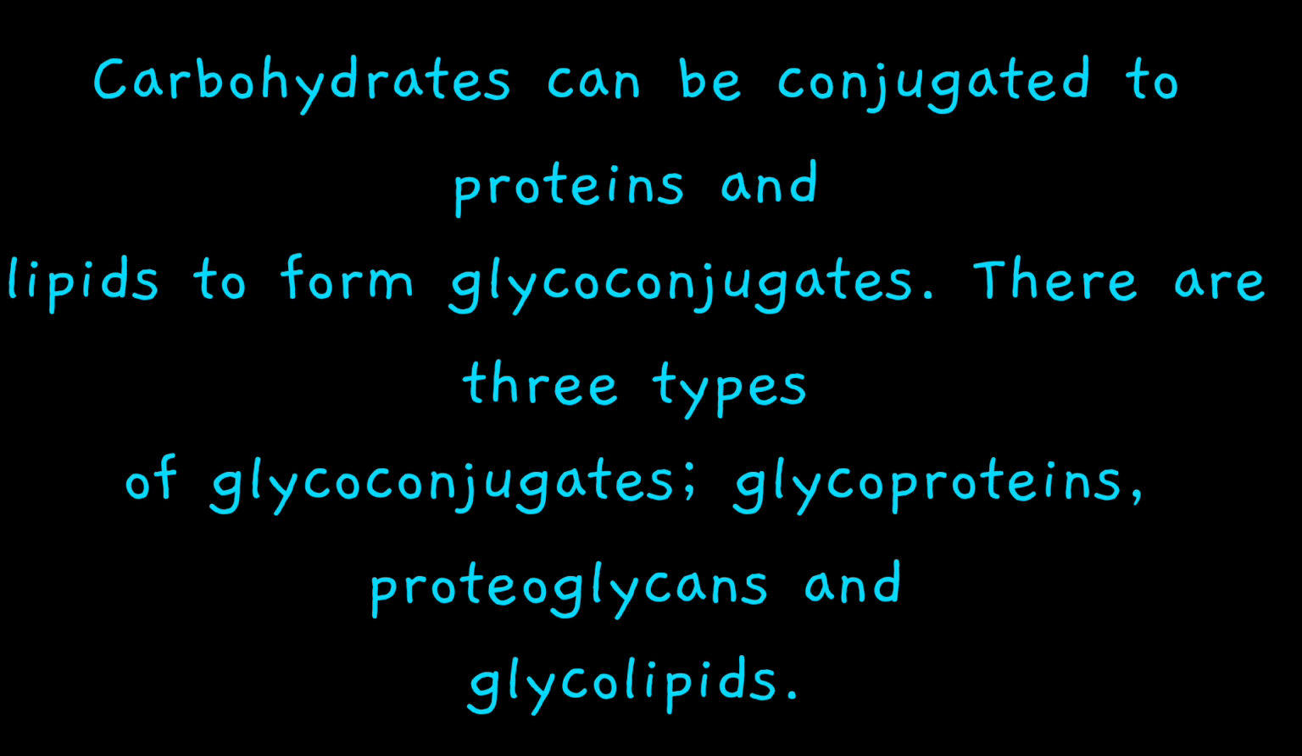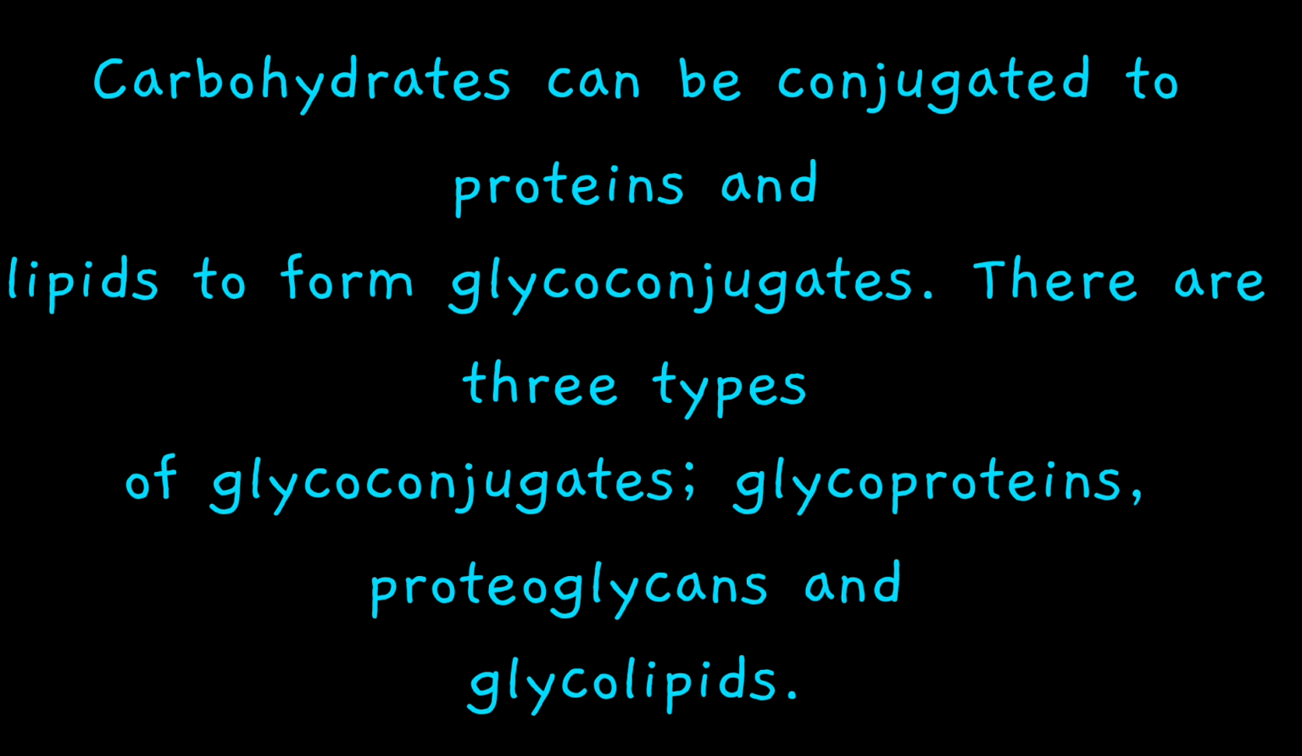Carbohydrates can be conjugated to protein and lipid to form glycoconjugates, and these are the three types of glycoconjugate: the glycoprotein, then proteoglycan and glycolipid. If the protein component is predominant in association with the carbohydrate, it is called glycoprotein. If it contains a major amount of carbohydrate compared to the protein, then it is known as proteoglycan, and when the carbohydrate is conjugated with lipid, it is known as glycolipid.